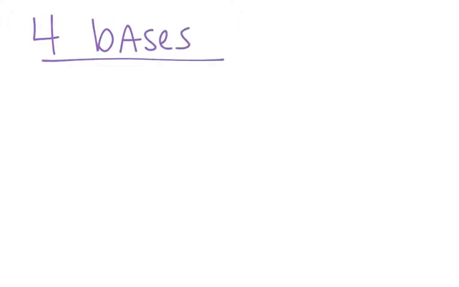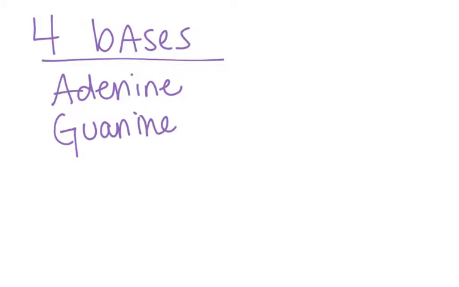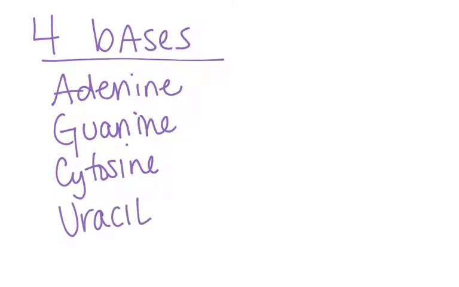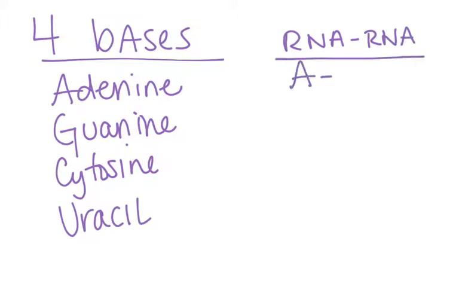RNA has 4 bases, just like DNA, but one of them is different. So the 4 bases for RNA are adenine, which is the same as DNA, guanine, which is the same as DNA, cytosine, which is the same as DNA. Here's the new one, uracil. So uracil is only found in RNA. So the base pairing rules for RNA to RNA are A and U go together, and then G and C go together. So G and C are going to go together all the time.